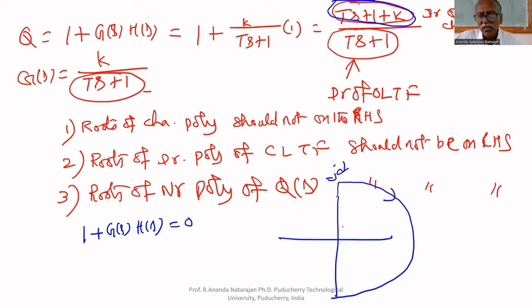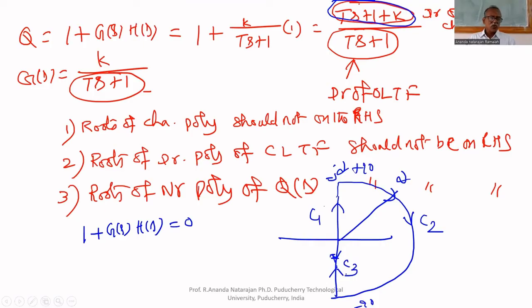This contour, its radius is infinity. It varies from plus 90 to minus 90. Then we are taking this part. This segment is called C1. We are doing mapping for C1. Then we are doing mapping for C2. Then we are doing mapping for C3.